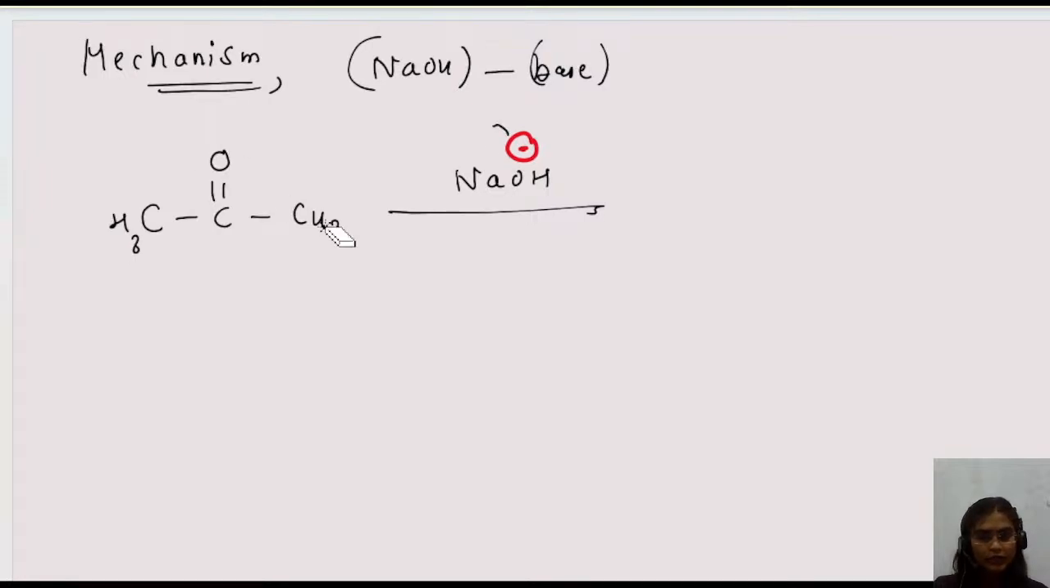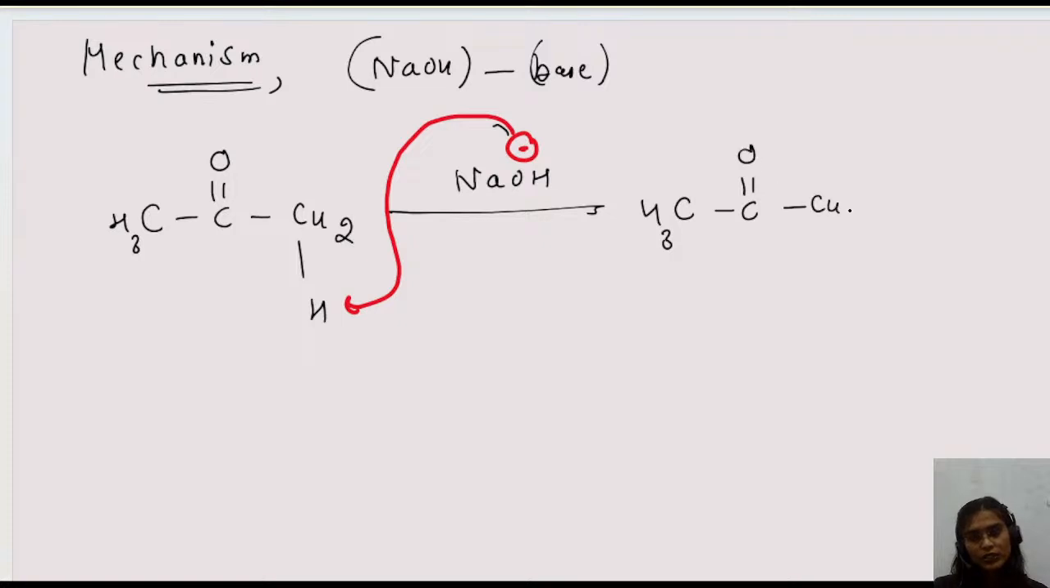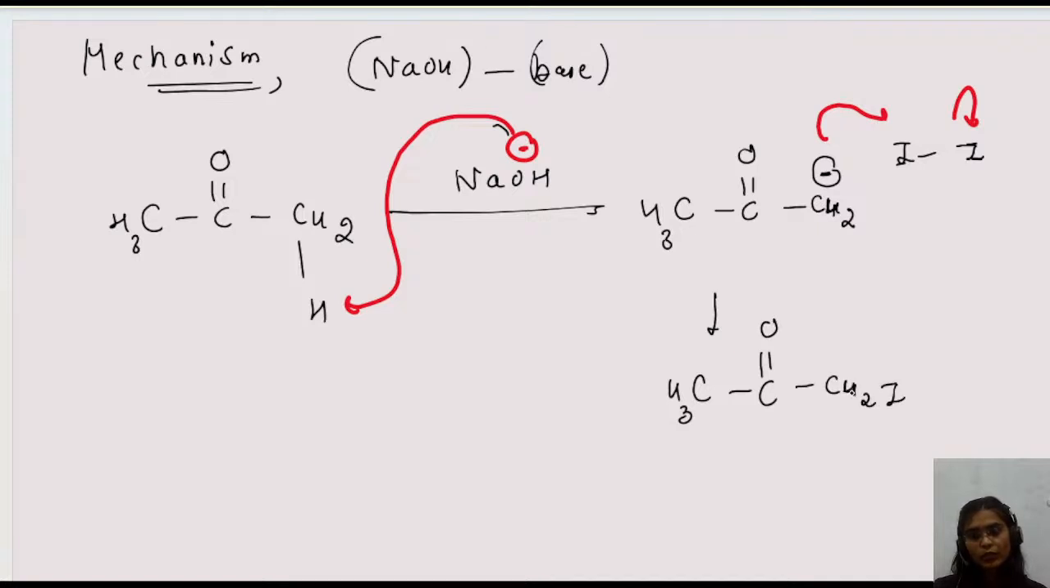Now basically that OH attacks here. Let me write the hydrogen like that. It is a CH2 and this is hydrogen there. So this OH negative basically attacks a hydrogen. Now this forms CO and CH2 negatively charged, right? Now the next one that we are having is basically the iodine there. So what is happening is that the negative charge simply attacks iodine and this I is released there. So what we are getting in this case is CH3, CO, and CH2I. Okay, so this is the point number one.